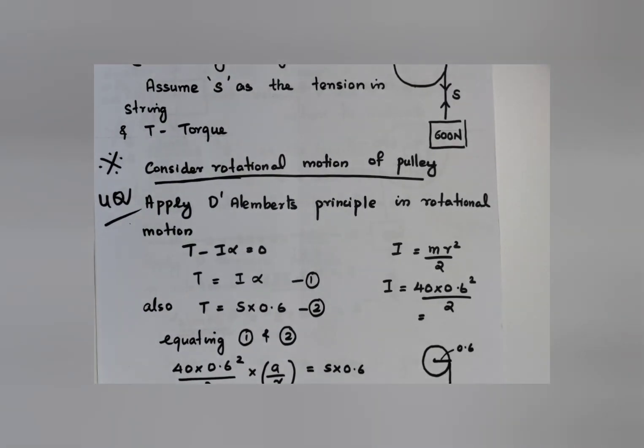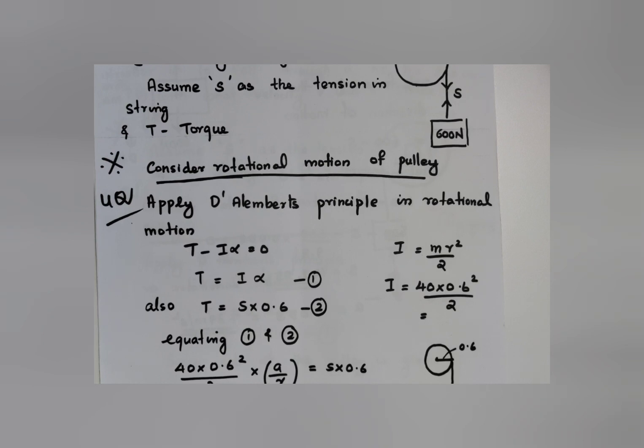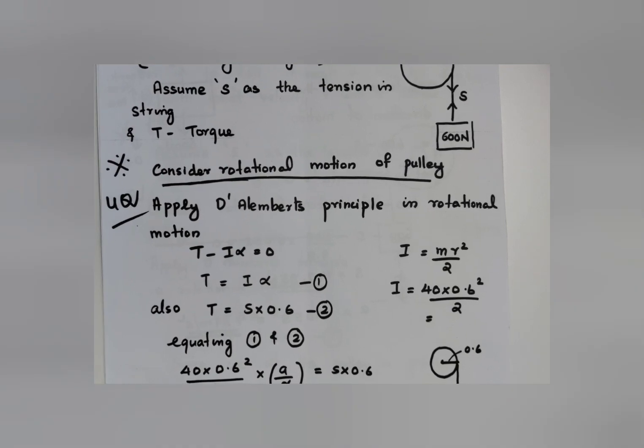Now you have to apply D'Alembert's principle in rotational motion. So T minus I alpha is equal to 0. Here we have to assume I is equal to m r square by 2. For a pulley we have to assume the moment of inertia of the disc. Moment of inertia of disc about z axis is equal to m r square by 2.